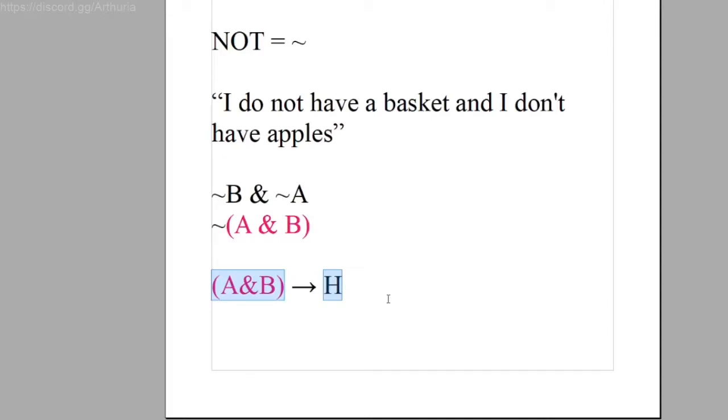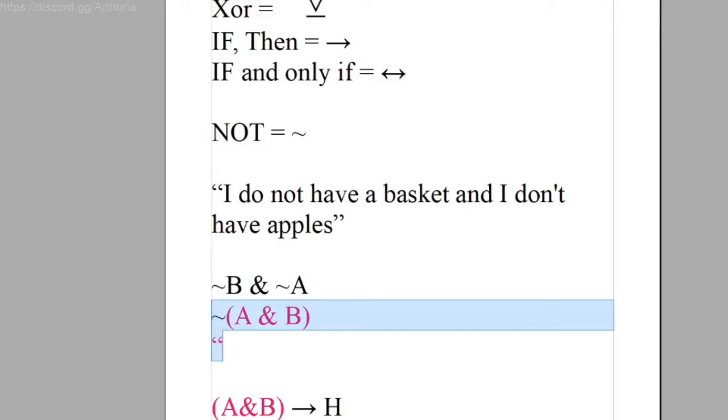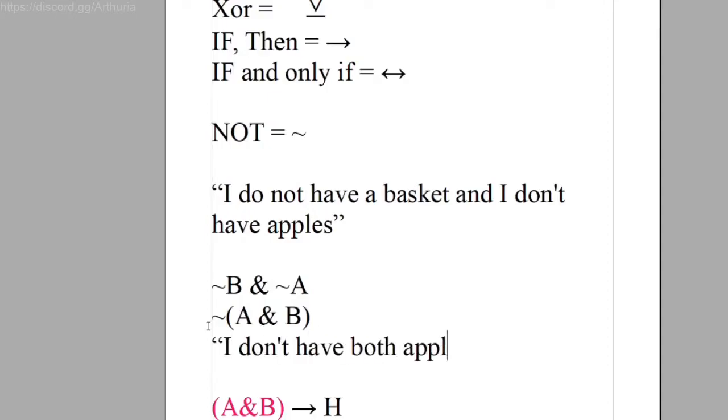Sure. So for the above example, A could be true in the second example, but the statement could be false because there is no B. Or you could have B in that statement and the statement would be false. Correct. But in the statement above, you need both not A and not B. So this one at the bottom, let me turn to black. Got to go back into black, right? That'd be like AC/DC. So this is saying I don't have both apples and a basket.